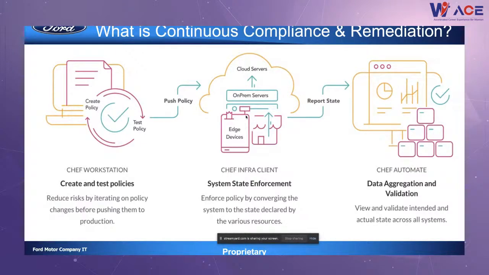So your first step is creating the policy, and you're going to test it locally before you push it into your production. Your second step is pushing it to your target systems, be it your on-prem servers or your cloud servers. And your third step is making all the systems where you pushed your policy report back to a dashboard or a console for you to see and make an analysis. So these are the three steps.